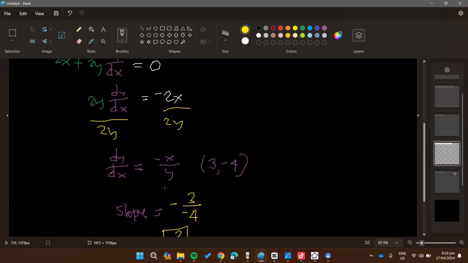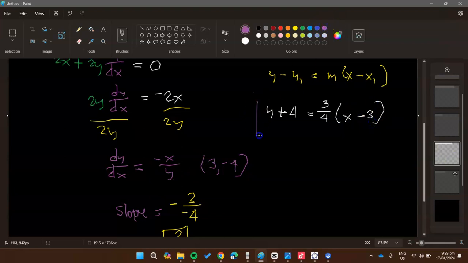Now using the point-slope form, we have y minus y sub 1 is equal to m times x minus x sub 1. We can actually write the equation of this tangent line. So we will have y minus, our y is -4, so that will make us plus 4, equals, our slope is positive 3/4, so you have 3 over 4 times x, our x is 3, so that is minus 3. So this will now be the equation of the line tangent to this curve.